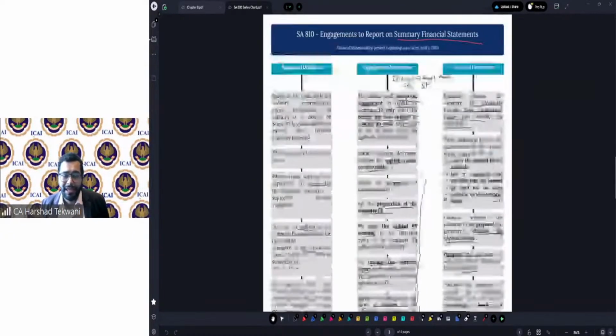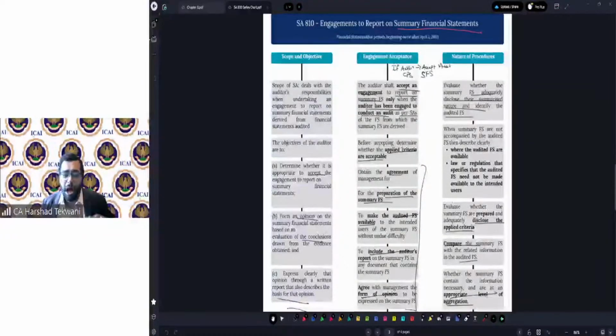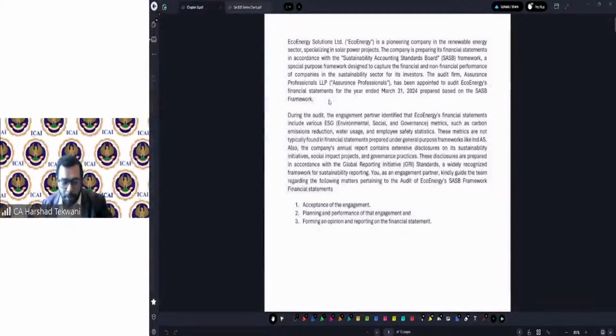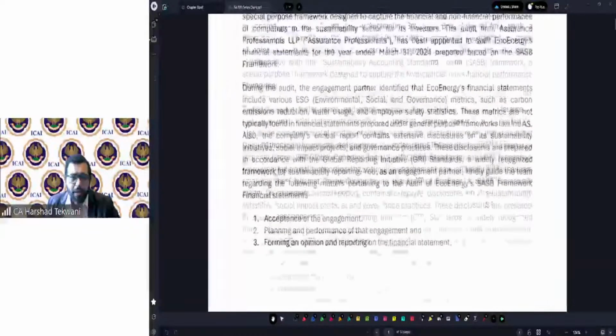Now, in these cases, how to do the audit, how to report, what the report should contain, all these things have been provided in these SAs. And this will be the first time that you will be looking into the SA 800 series. Clear? Okay. Remember last time we did one question on this particular topic. Let's see some more.